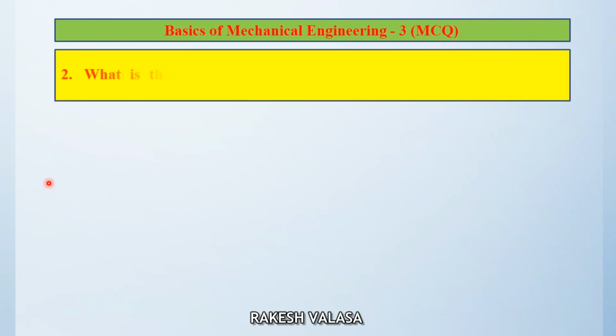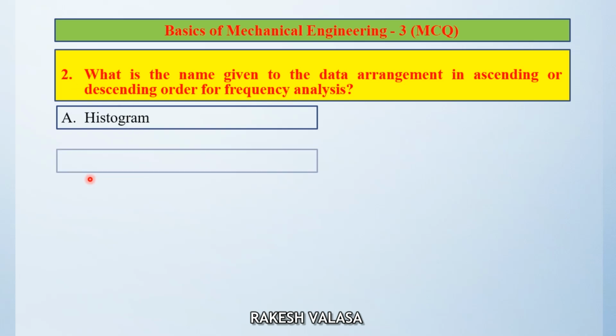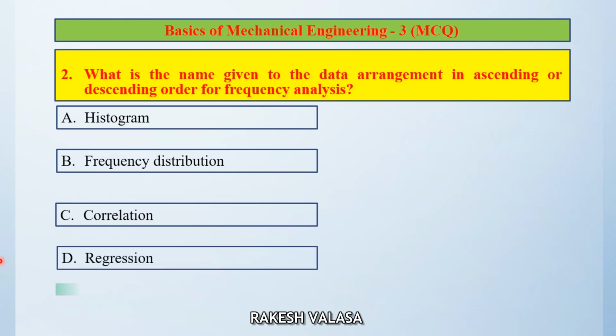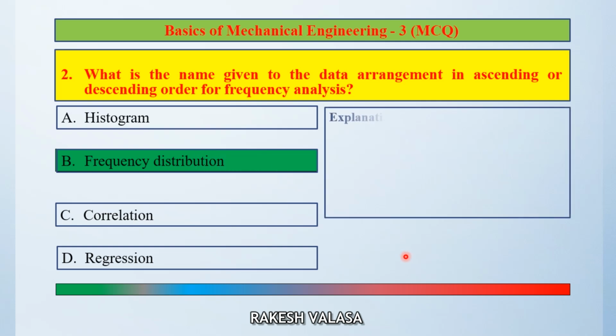Question number 2. What is the name given to the data arrangement in ascending or descending order for frequency analysis? Option A histogram, option B frequency distribution, option C correlation, option D regression. The correct answer is option B frequency distribution. Let us see the explanation.